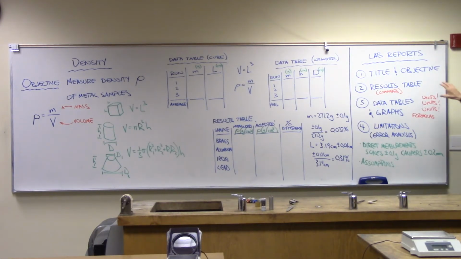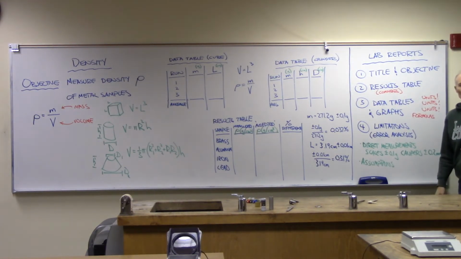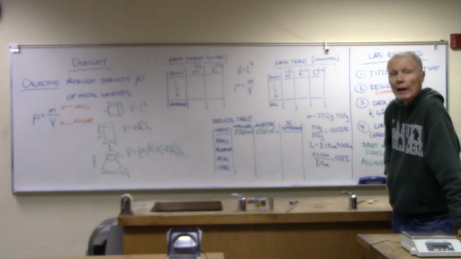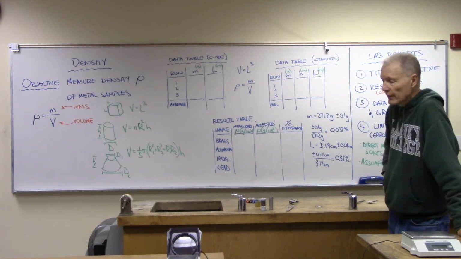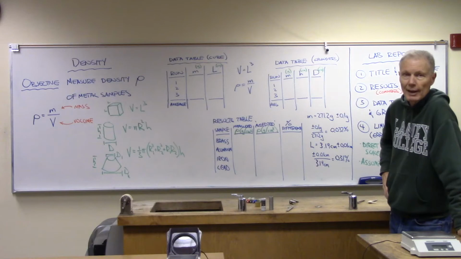Now, in addition to the results table, I do want maybe a sentence or two, just a comment on what happened in terms of the results. A very common example of what you might write would be something like, all of the densities were within 2% of accepted values, something like that.